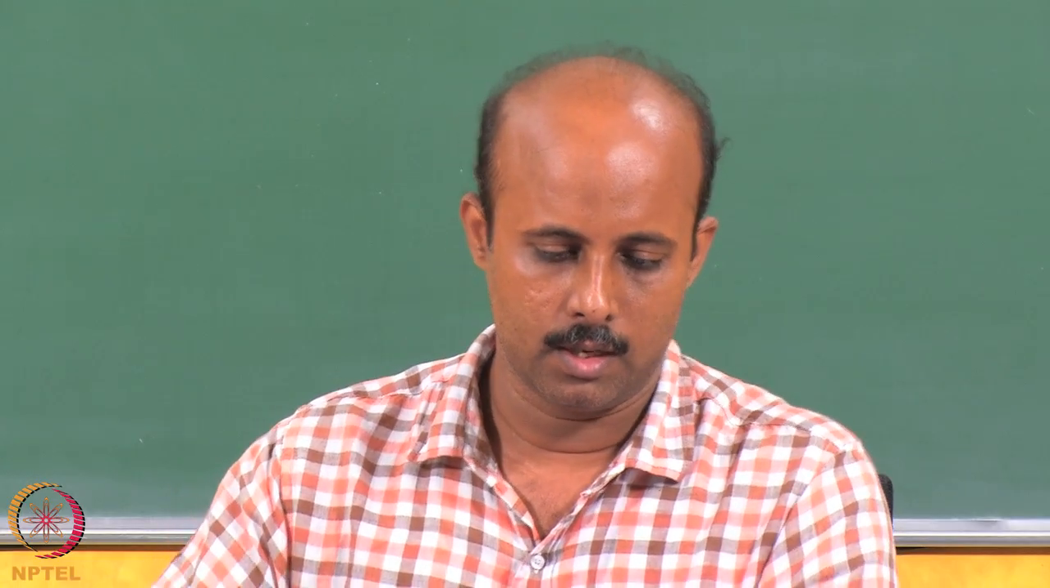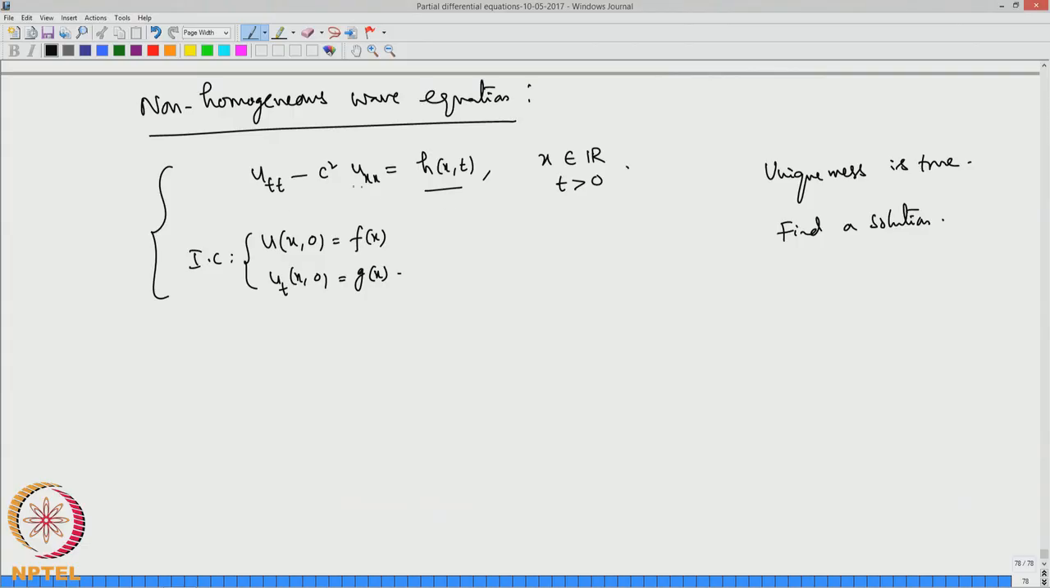So let us take this non-homogeneous wave equation. On the right-hand side you have a forcing, h of x t, which is non-zero. You have an external force and you have this initial data. This is on the full real line. One needs to find the solution. So how do I find the solution?